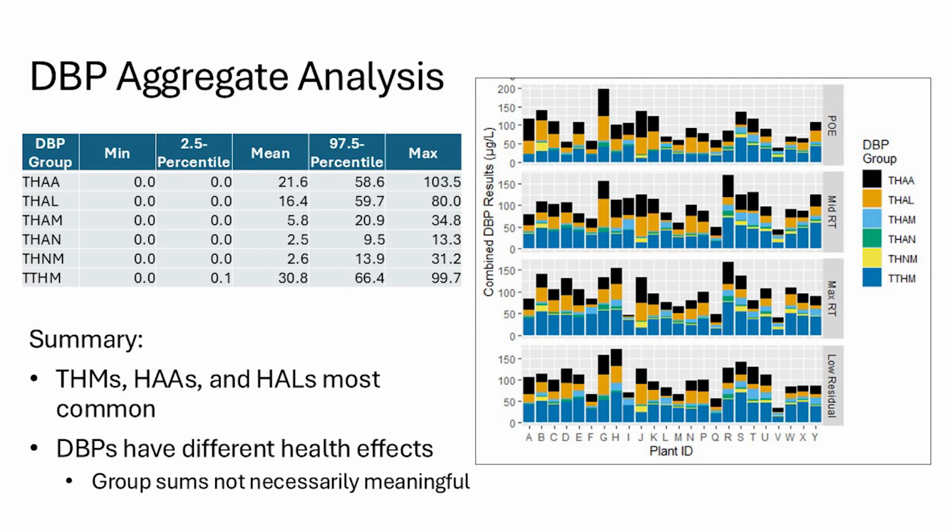So here's the results there. For aggregate analysis of DBPs, we found that we could take a total of all of them, and that THMs, HAAs, and HALs were the most common. I don't know if that's good news or bad news. Probably when you're in the risk world, there's no good or bad news. It's just the data.